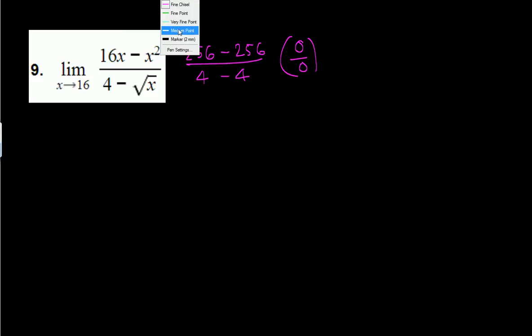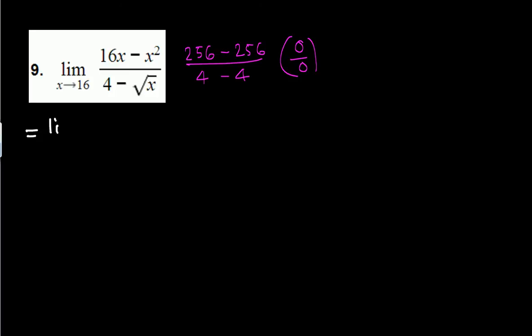Plug in x equals 16, you get 16 times 16, 256, minus 16 squared, again 256, which is 0. And 4 minus square root of 16 is 4 minus 4, that's 0. So we get an indeterminate form, 0 over 0. So we need to simplify and cancel the zero-making factor before we can plug in x equals 16 and get the final answer.